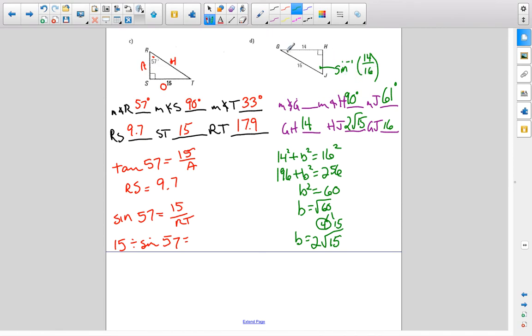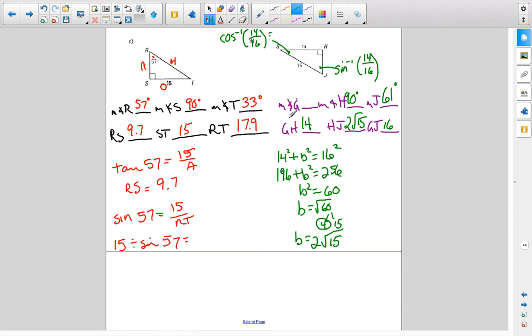Let's go over here to angle G. Now we're standing over here on angle G. Now 14 is an adjacent side, and 16 is still the hypotenuse. So adjacent and hypotenuse, that's AH. So this would be the cosine inverse, and we're going to take that 14 divided by 16, adjacent over hypotenuse, and find out what we get.